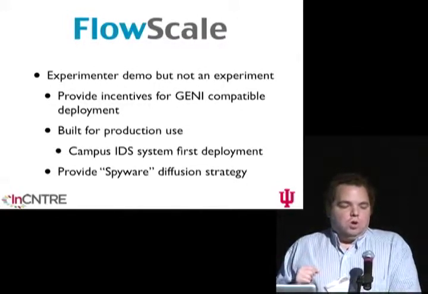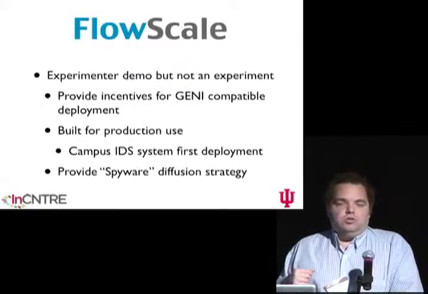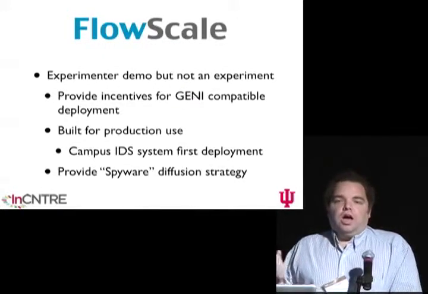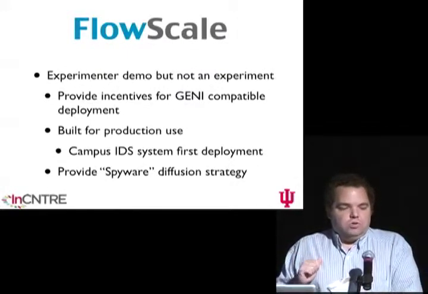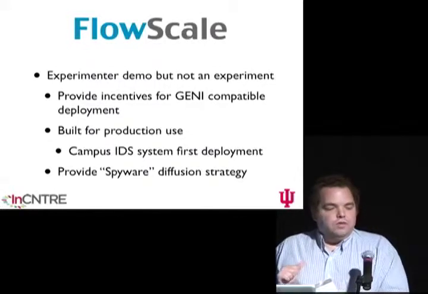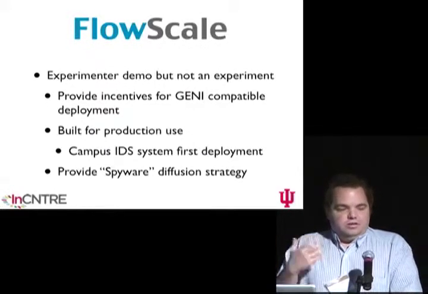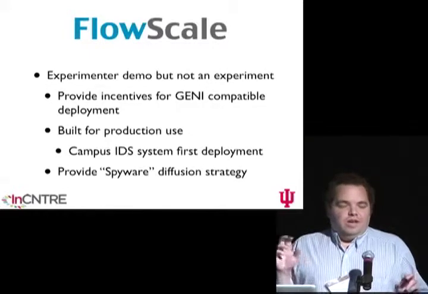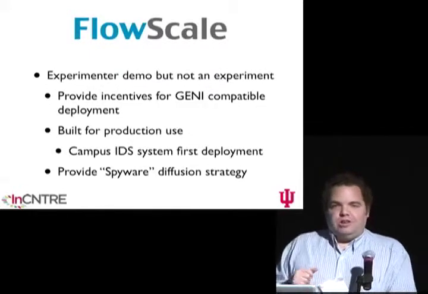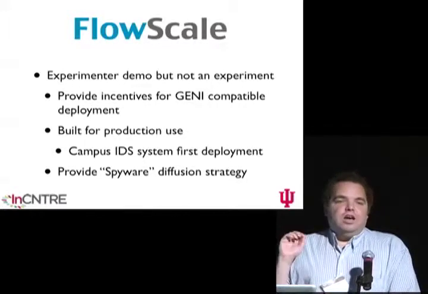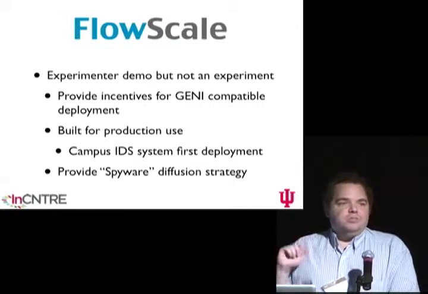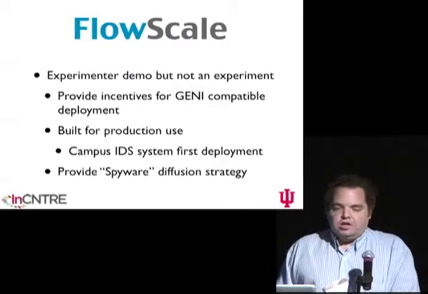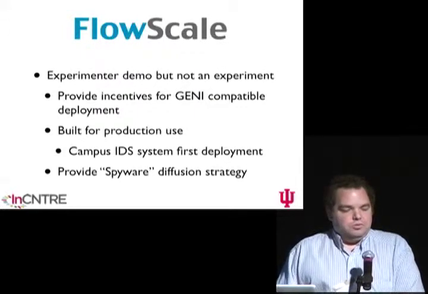Our demo will show what we've done with the campus intrusion detection system and how we load balance traffic from the entire campus through our IDS and balance it with FlowScale. One of the ideas is this is sort of the benevolent spyware diffusion strategy: there's a checkbox in these applications. Okay, I've deployed this infrastructure, I just hit a checkbox and it becomes GENI enabled, and experimenters can use the infrastructure.